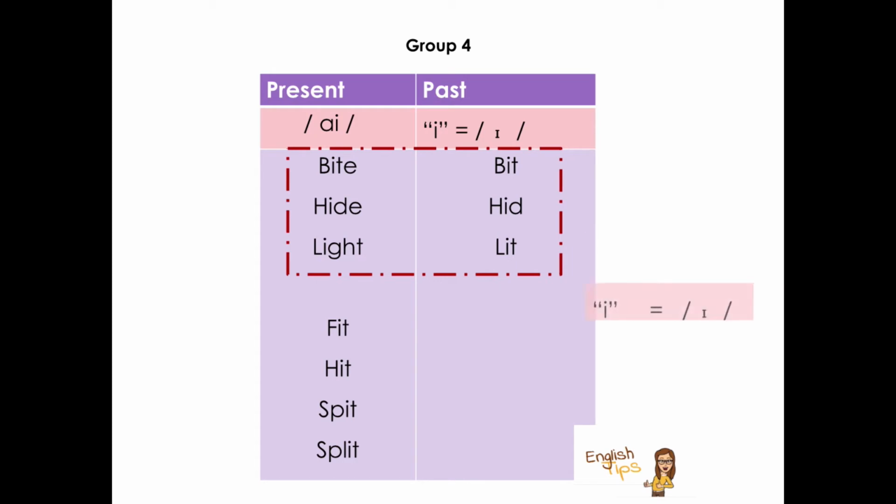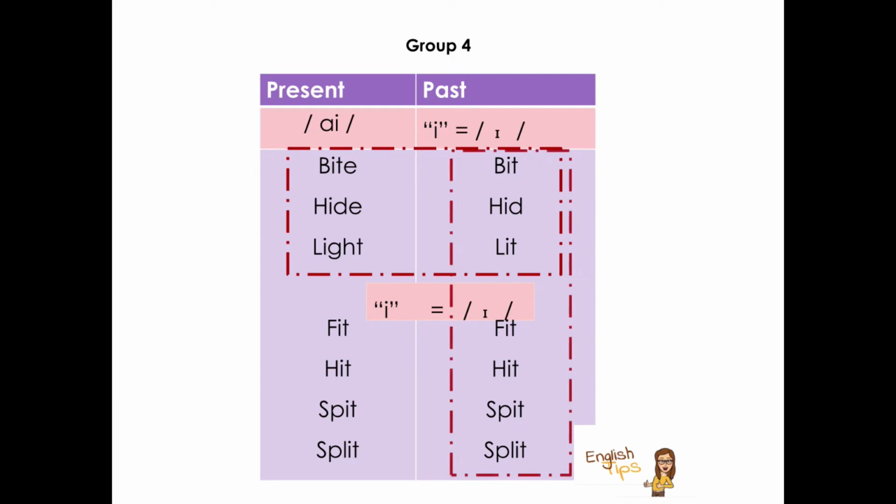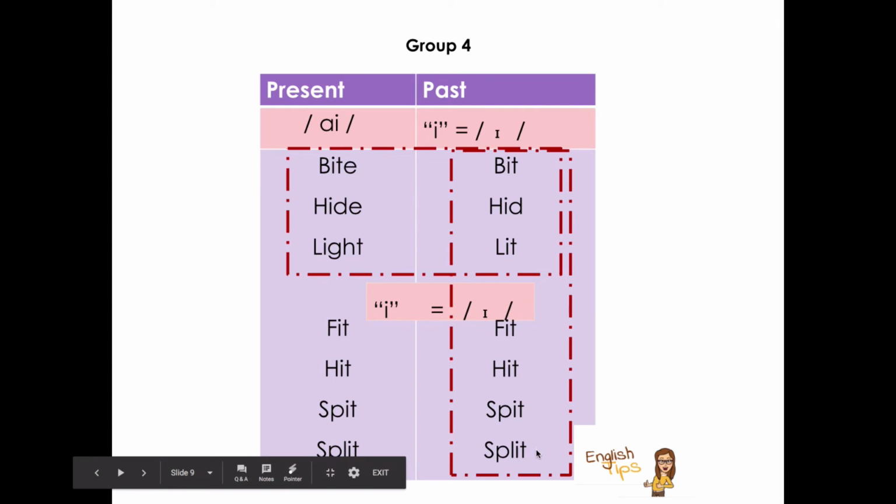But on the second group below here, we have the letter I pronounced the same in both the present and the past. So this group remains identical. And we say fit, fit, hit, hit, spit, spit, split, split. But all of these verbs are pronounced with I in the past. So again, it's bit, hid, lit, fit, hit, spit, and split. Group 5.